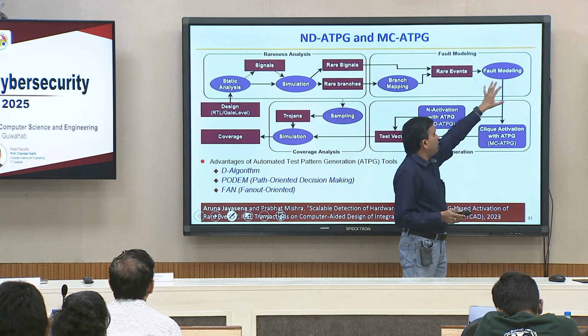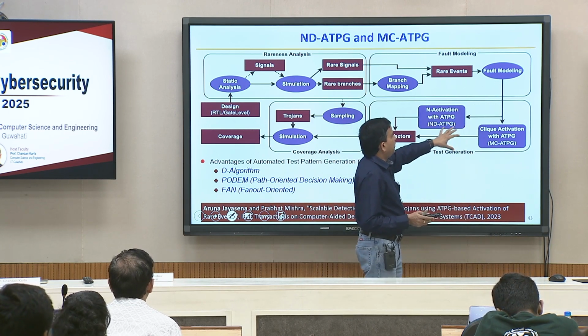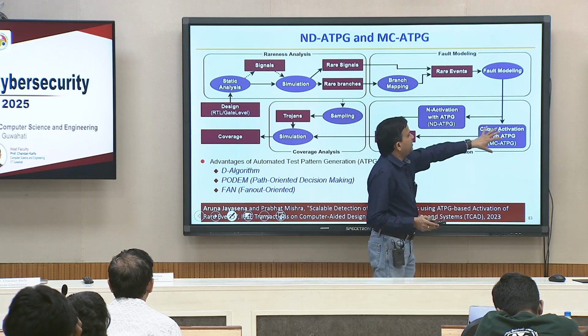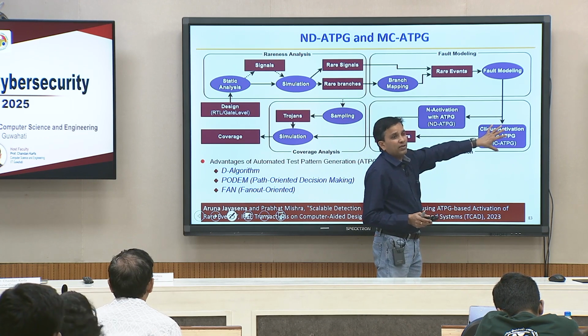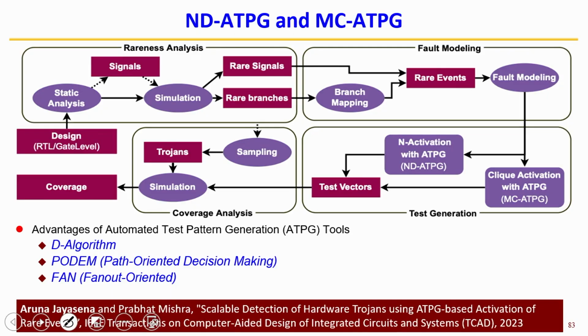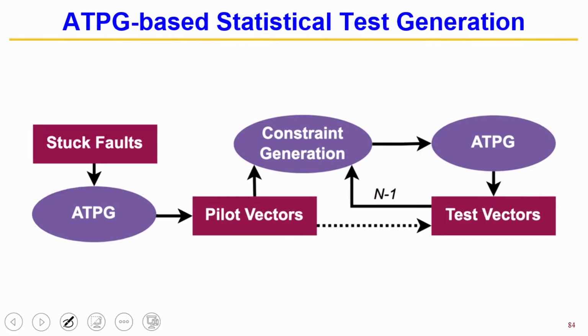So, then you get the fault modeling, and from that fault modeling we can do different kinds of stuff. So, this is clique activation, this is the ATPG version of TARMAC clique activation, this is the ATPG version of MERO, and then you get the test vector and the rest of the stuff is the same. You do Trojan insertion and checking and testing and all that stuff. Just to give you an idea what exactly it is trying to do.